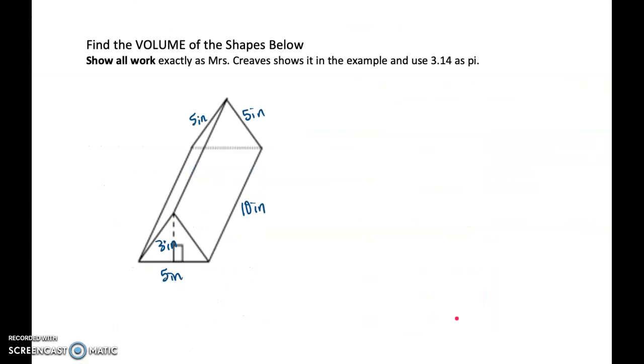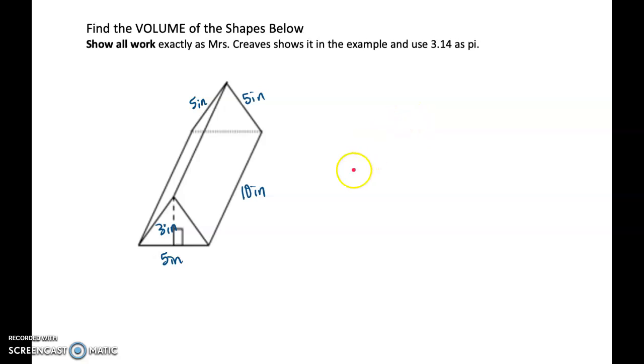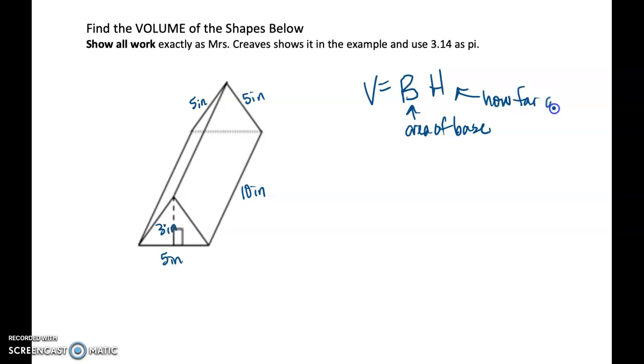All right, let's take a look at this. Now, what is the base shape for this one? Sometimes people want to say it's the bottom, but remember what I said, it could be on its side. We're looking for a shape that has been repeated, and we want to see how far it's been pulled apart for its height. So I'm going to review this. Volume equals big B, which is the area of the base, times the height, which is how far apart. I see that there are triangles being repeated, meaning that my base shape is a triangle.